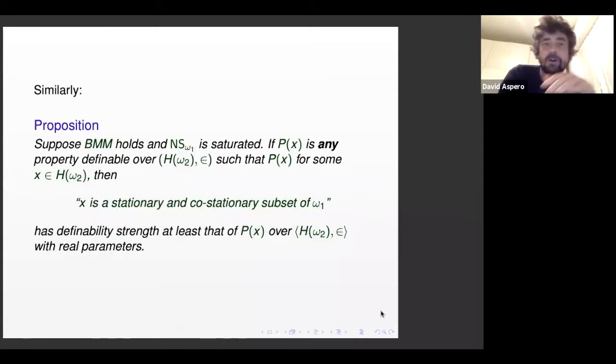Okay, another similar result, still looking at the intra-definability from reals, is that if BMM holds and the non-stationary ideal is saturated, then again, if P(X) is any property definable over H(ω2) that is witnessed by something in H(ω2), then the slightly stronger property of being a stationary and co-stationary subset of ω1 has maximum definability strength, right? So from anything which is stationary and co-stationary, you should be able to define, together with some real, something that has the property P(X).